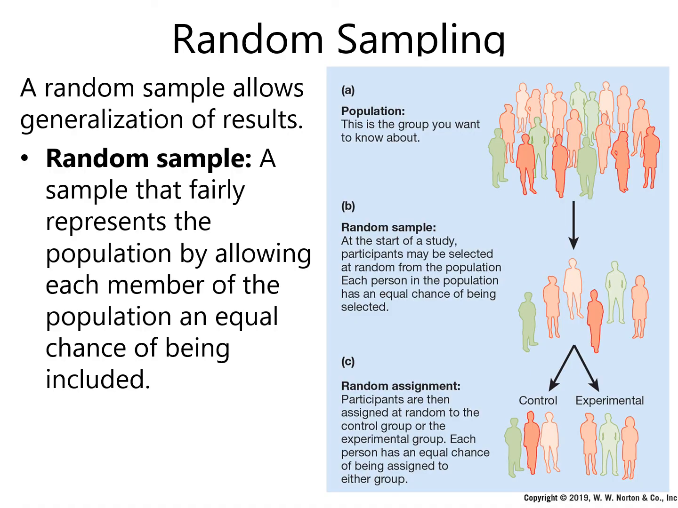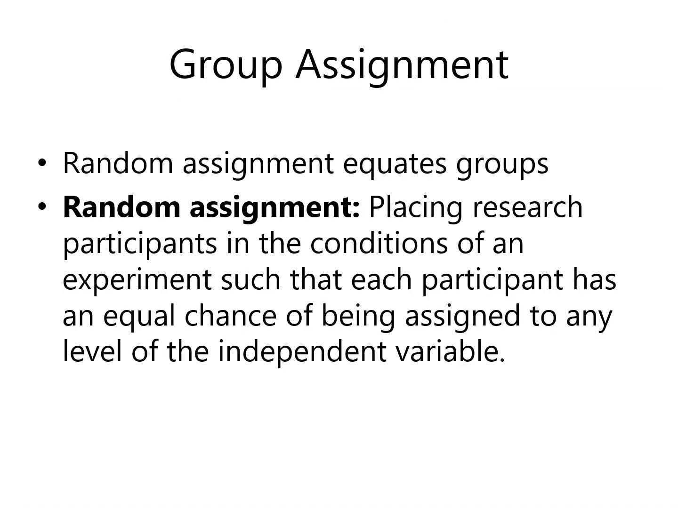So I want to make sure that it's a representative sample, our random sample. We also want to make sure that there's random assignment. We're going to talk about groups in just a second, to make sure that everybody has an equal chance of being in every type of group in our experiment. Random assignment makes groups equal, and we want to make sure that everybody has an equal chance of being assigned to any level of the independent variable.